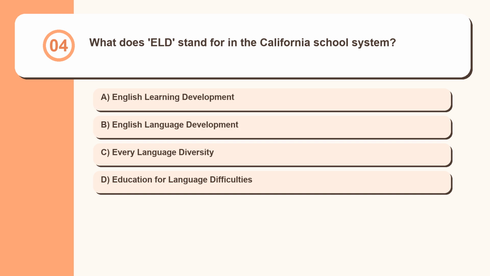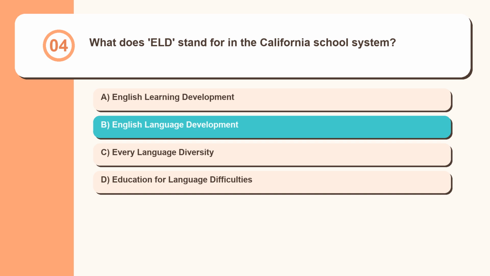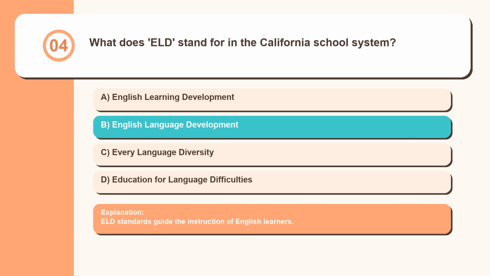Question 4. What does ELD stand for in the California school system? English Learning Development, English Language Development, Every Language Diversity, Education for Language Difficulties. ELD standards guide the instruction of English learners.